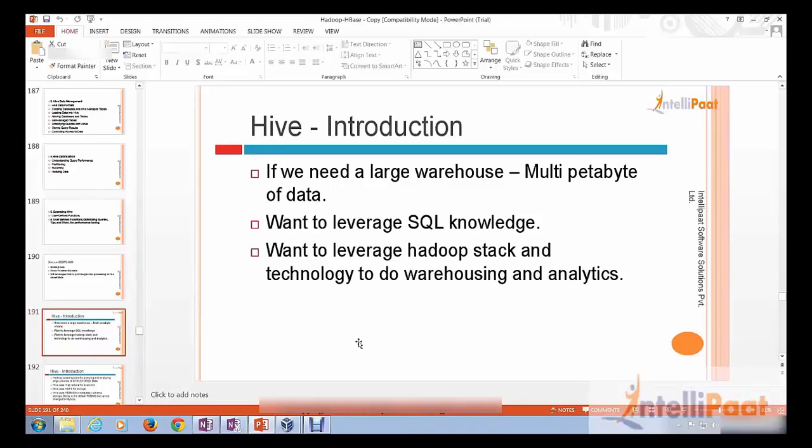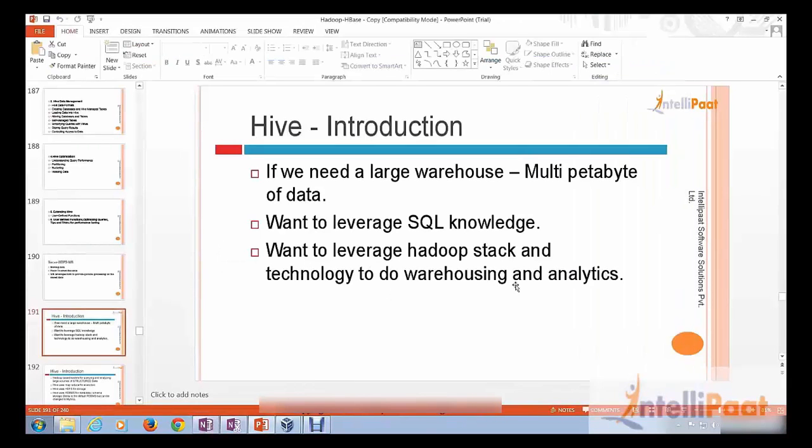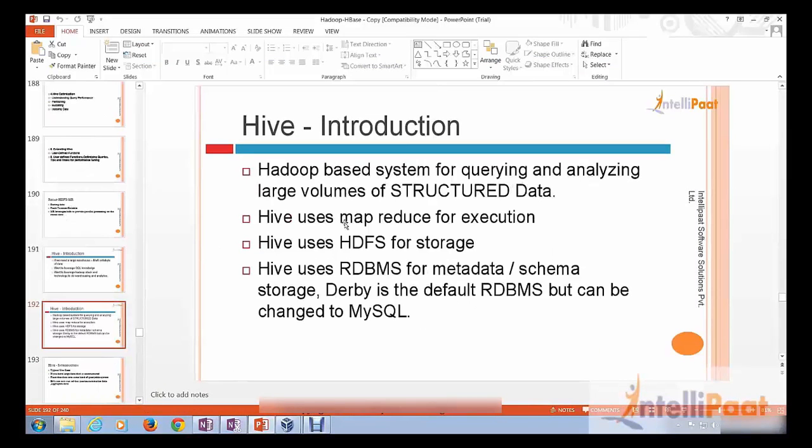Now, if anyone asks you for a definition of Hive, you can say Hive is a data warehouse infrastructure built on top of HDFS. That is what Hive is in one line. You want to leverage the Hadoop stack and technology to do warehousing and analytics. It's a Hadoop-based system for querying and analyzing large amounts of structured data. It uses MapReduce for execution, and it uses the underlying HDFS storage.